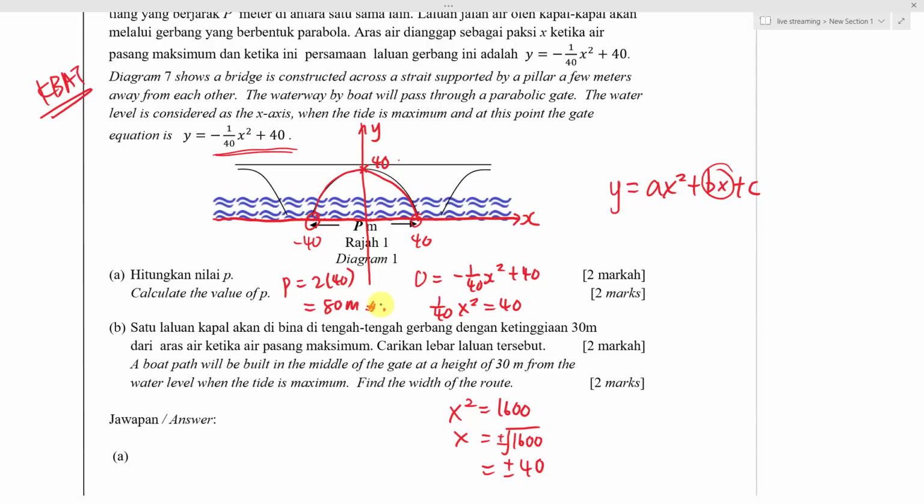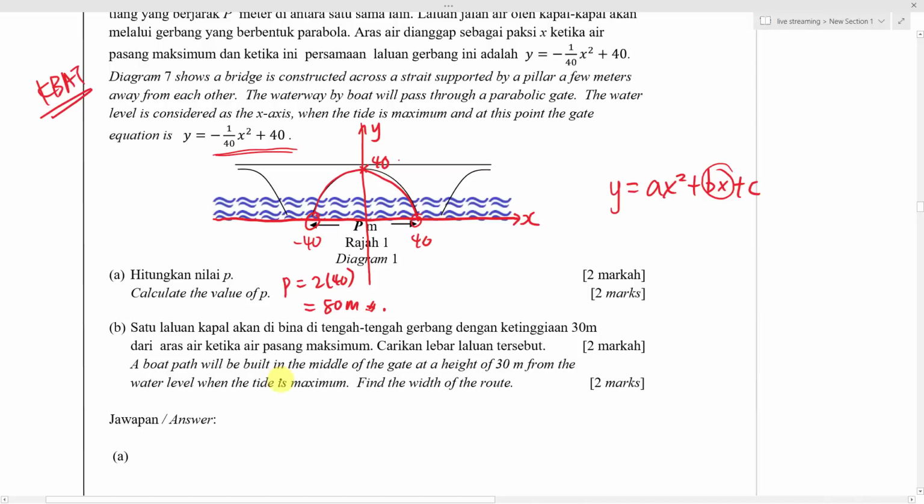So then we move on. The question says a boat path will be built in the middle of the gate, at a height of 30 meters from the water level. If the water level is the x-axis, 30 meters above is somewhere here. Do you see the 30 here? They want to find the width of the road at this height. So I assume I have a line here, and I call it y equals 30. You will realize it touches 2 points over here, because this is the width they're trying to find.